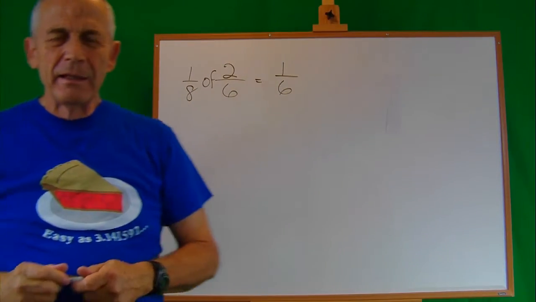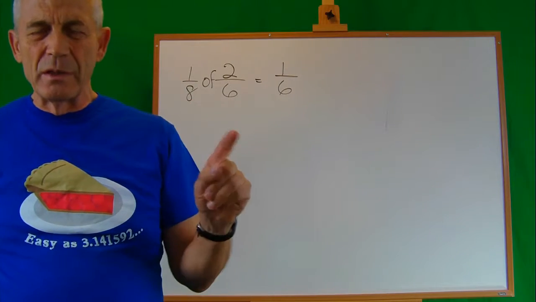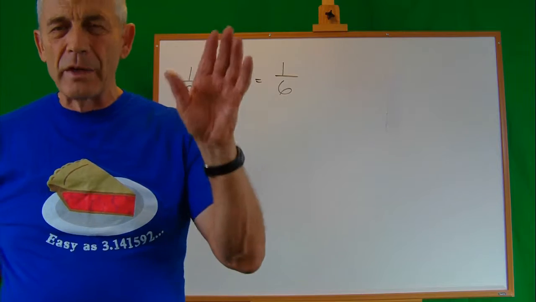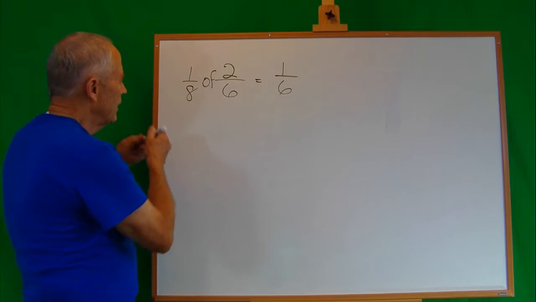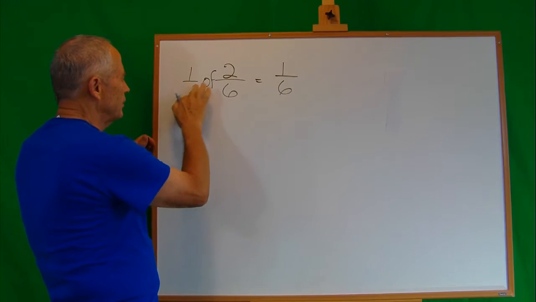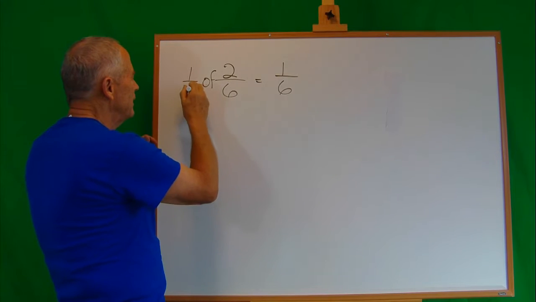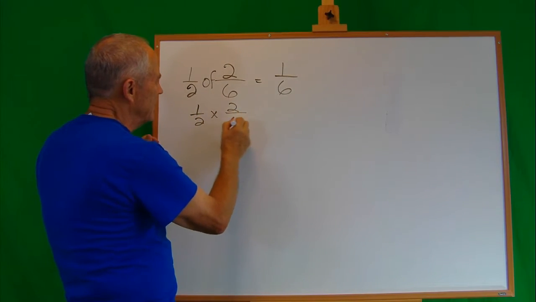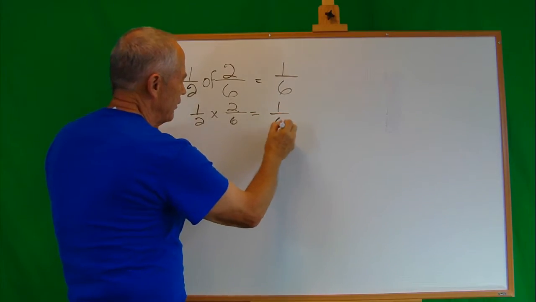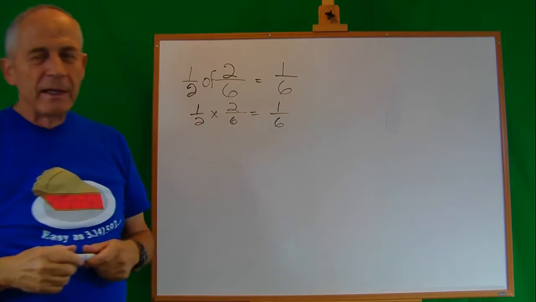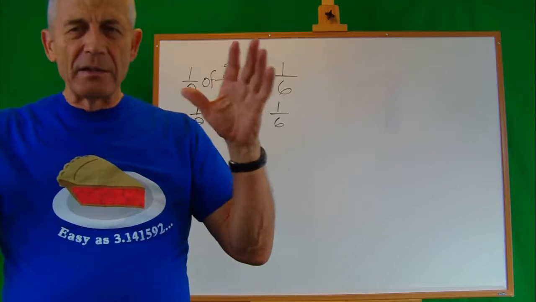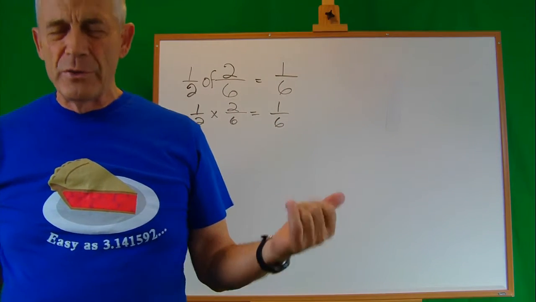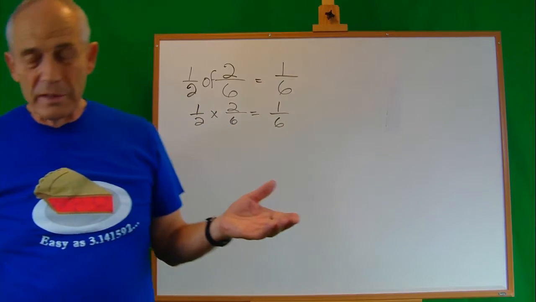In math, what operation does the word of tell us we're going to be dealing with? Okay, multiplication. So, excuse me, that's supposed to be a half. 1/2 times 2/6 is equal to 1/6. Now, inherently you know that, so just keep that in mind, and we'll talk a little bit about how we use that to help us with what we're dealing with here.